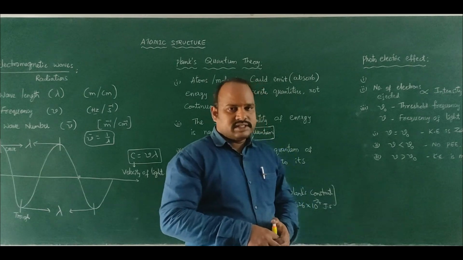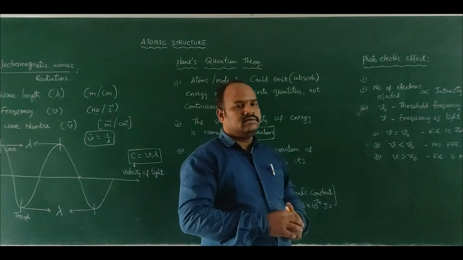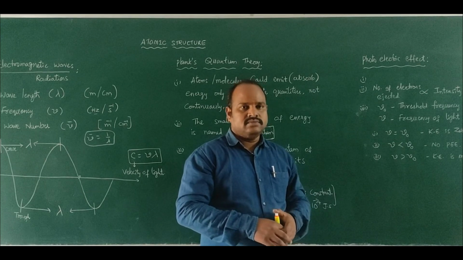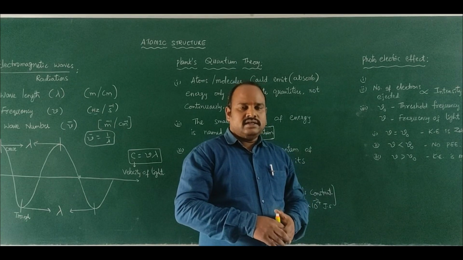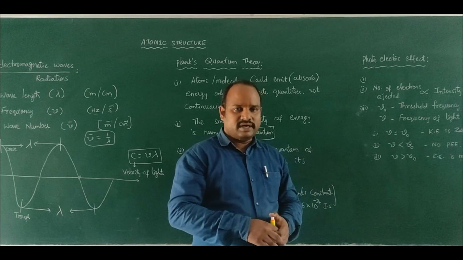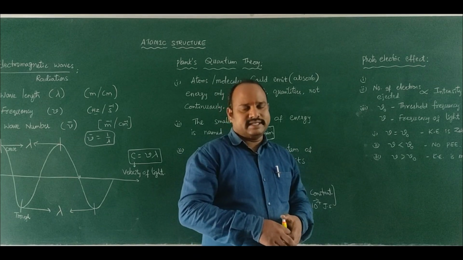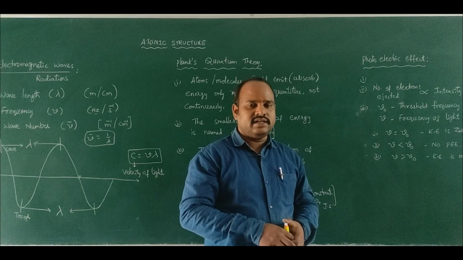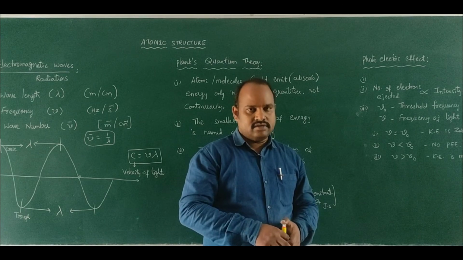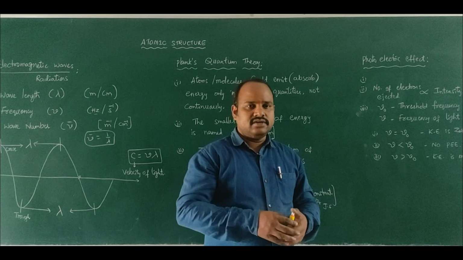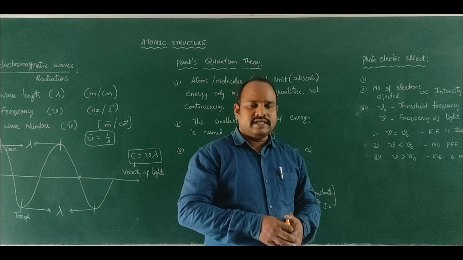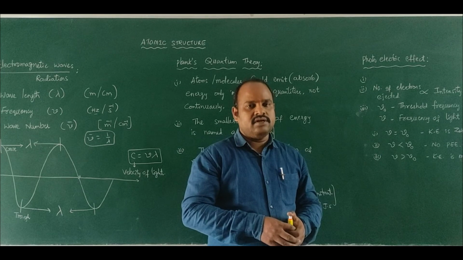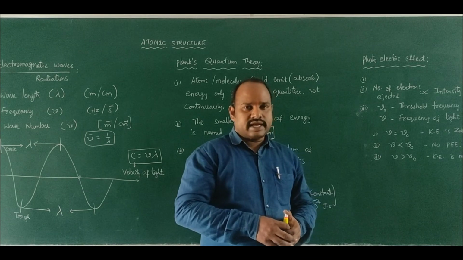By doing this experiment we are giving some assumptions. What is the first one? When a beam of light falls on the surface of the metal, the electrons are ejected. There is no time lag between the scattering of light and the ejection of electrons. When the light is scattered onto the plate, the electrons are ejected from the surface of the metal. There is no time gap between the ejection and the scattering.